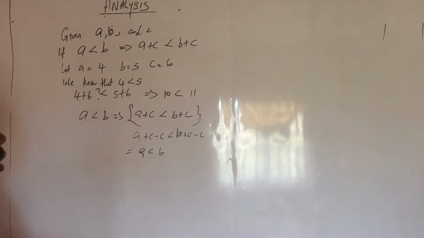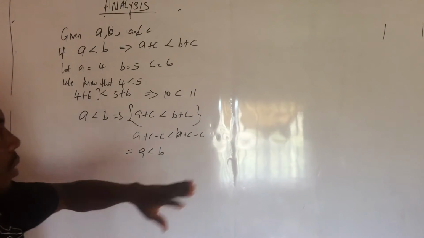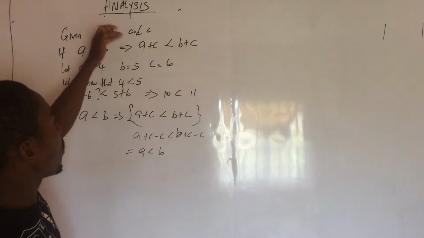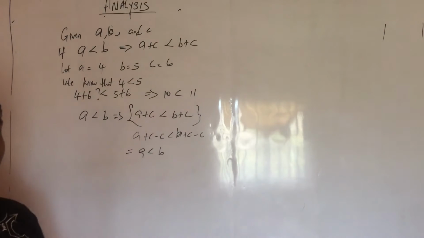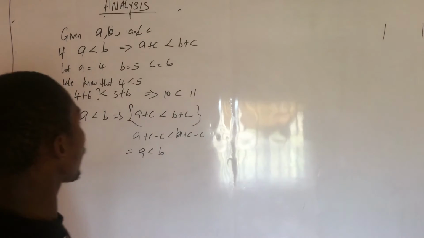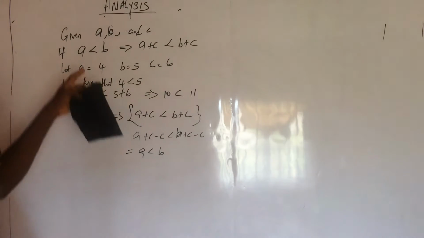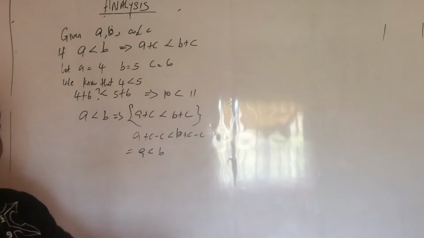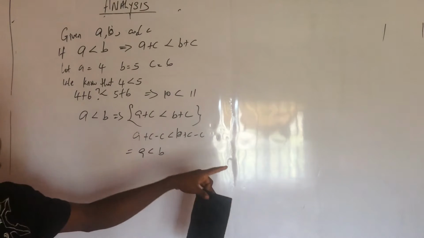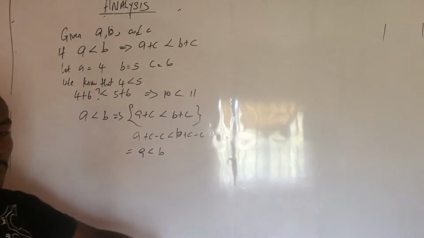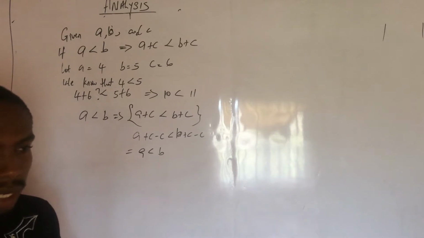We stopped here. We said whenever you are given any three numbers A, B, and C, and A is less than B, that implies that A plus C must be less than B plus C. We have shown that in the previous class I held.